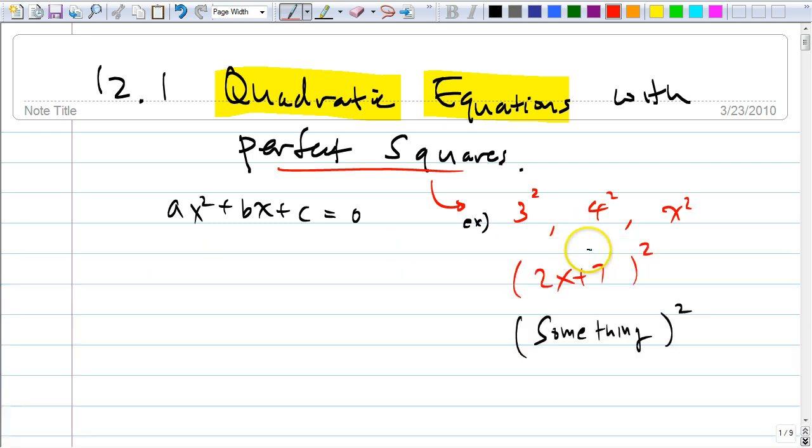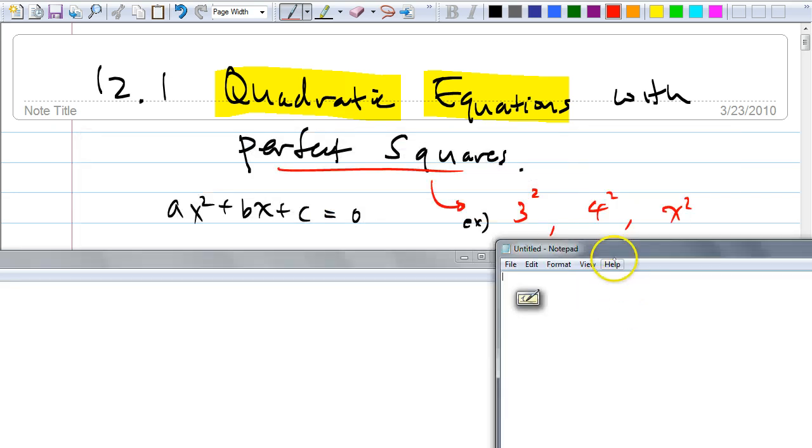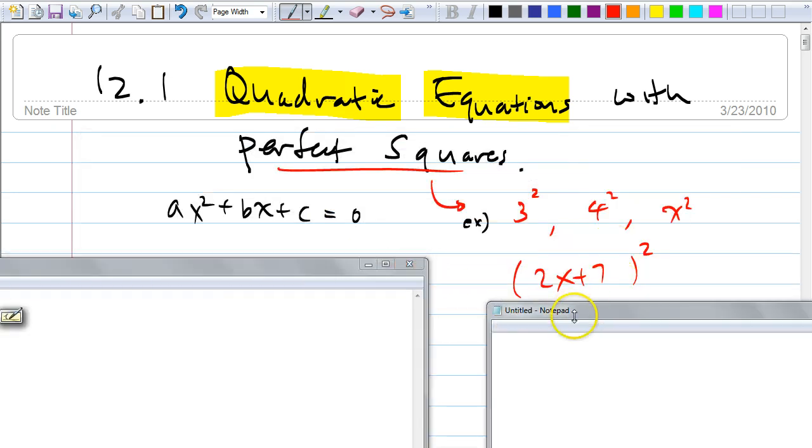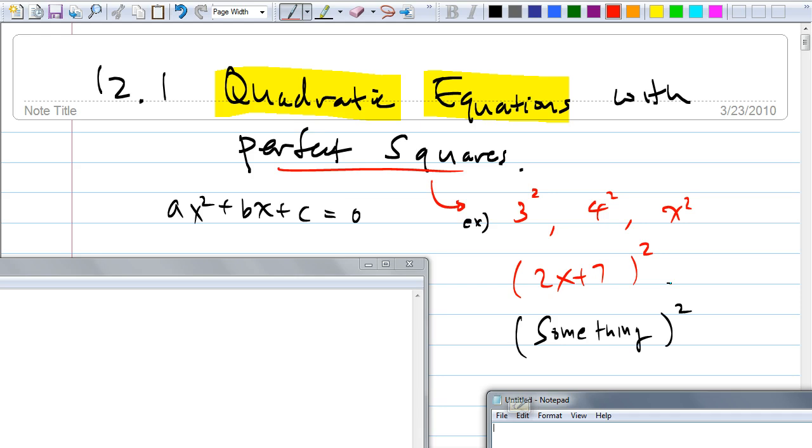Like the whole thing, so like here, 2x plus 7 to the second power. Is that a perfect square? Yeah. What about something squared? Okay, so you could put anything in there, right? As long as the whole thing is being squared, that's a perfect square, isn't it? Right? So you have an equation with a perfect square. You're going to have a quadratic equation with perfect squares, and we're going to show you how to solve these, okay? So let's do some examples, okay?